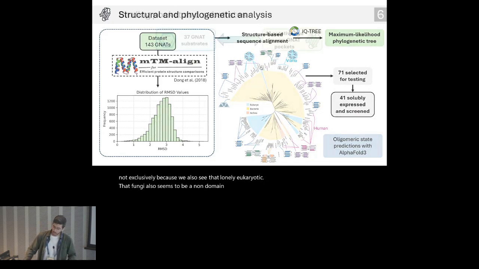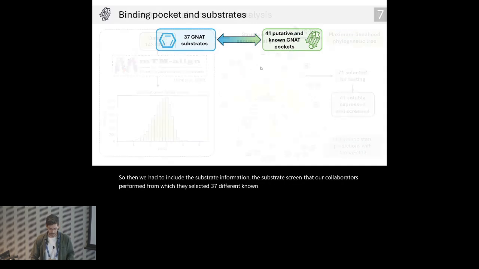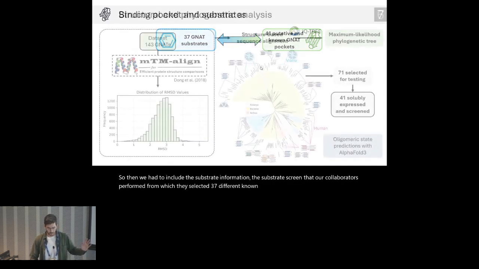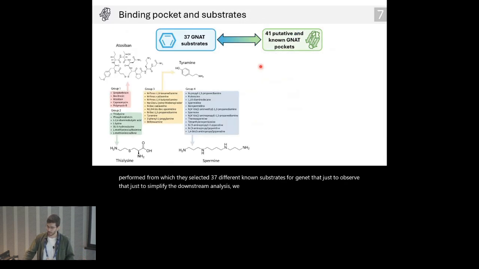So then we had to include the substrate information, the substrate screening that our collaborators performed, from which they selected 37 different known substrates for GNAT, that just to simplify the downstream analysis, we grouped in four different clusters based on their chemical similarity, but I will not go into the detail here. You can see a few of the representative chemical structures there.